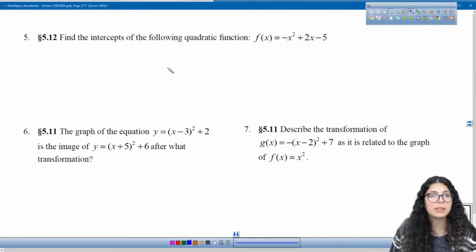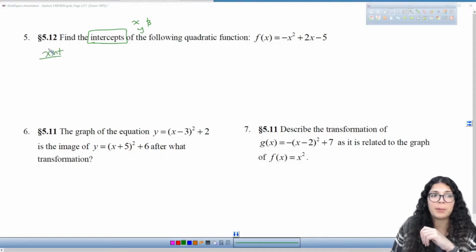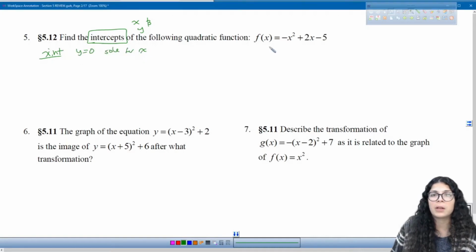Okay, let's move right along to number 5. So we need to find the intercepts of the following quadratic function. Notice that they didn't specify x-intercept or y-intercept. That means we need to find all of the intercepts. We need to find both x and y-intercepts. Let's start with the x-intercepts. Remember, to find the x-intercept of any function, we're going to set the y value to equal 0 and then solve for x. So I'm going to go ahead and set this output y value to equal 0, and I need to go ahead and solve for x.